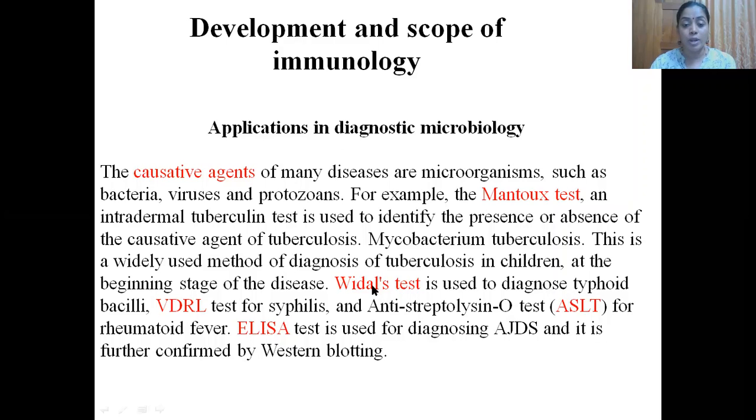Then there is the Widal test. It is used as a diagnostic test for typhoid. Then the VDRL test. It is the test for syphilis. Anti-streptolysin O test for rheumatic fever. ELISA test. It is used for diagnosing AIDS, and it is confirmed by Western blotting.